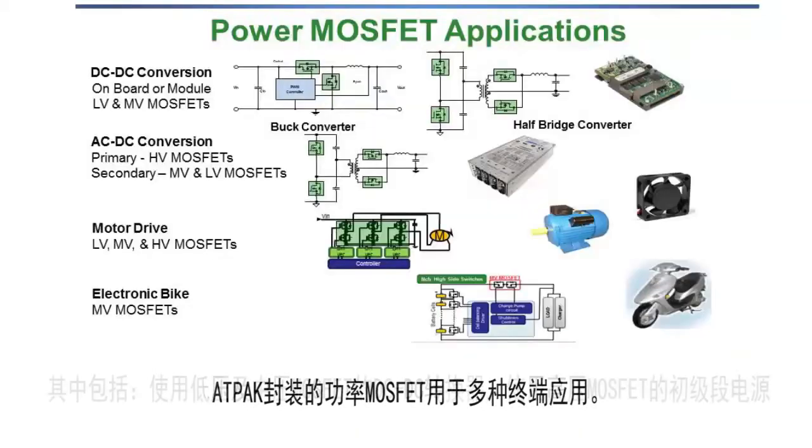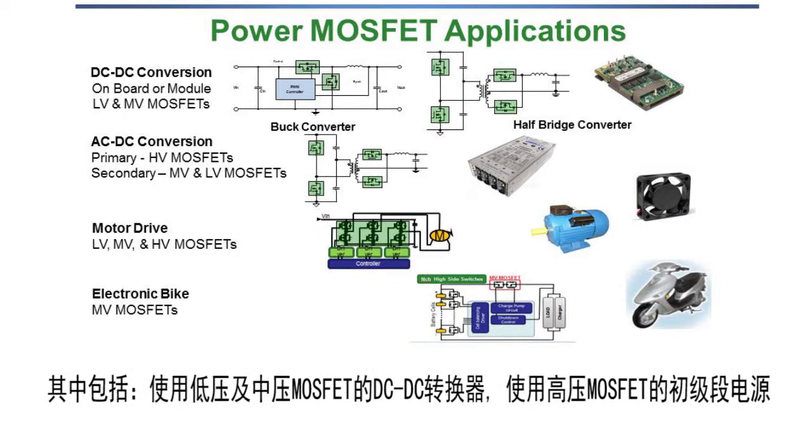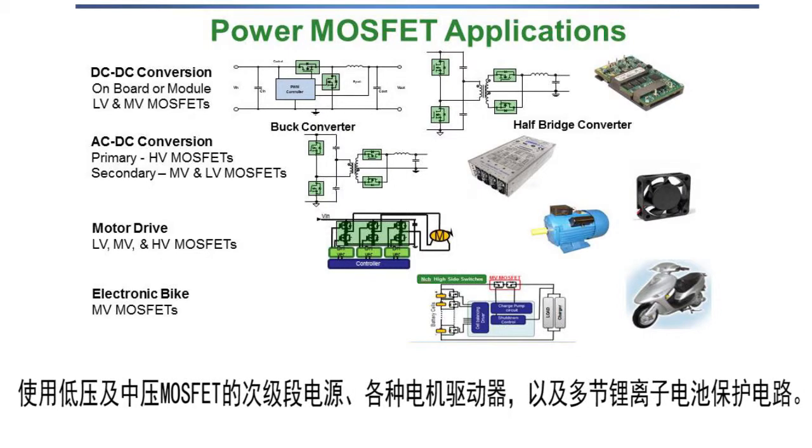Power MOSFETs in the Atpak package are used for a variety of end applications. Among these, there are DC-DC converters using low voltage and medium voltage MOSFETs, primary stage power supplies using high voltage MOSFETs, and secondary stage power supplies, various motor drivers, and multi-cell lithium-ion battery protection circuits using low voltage and medium voltage MOSFETs.